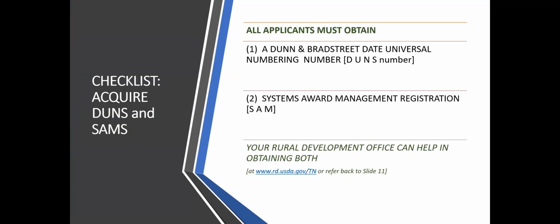So, as I noted a second ago, two things that you have to obtain early on are a Dun and Bradstreet number, so-called DUNS number, and a Systems Award Management Registration number, SAM number. These are essentially bureaucratic. A Dun and Bradstreet number is kind of like an ID, so that you are not confused with some other entity in the United States. And the Systems Award Management Registration is to get you into the federal software that manages grants and loans that have been given. In both cases, the Rural Development Office can help you in getting them. So I would again get a hold of the person in the area of the state that you're in and ask them for help on those two things.